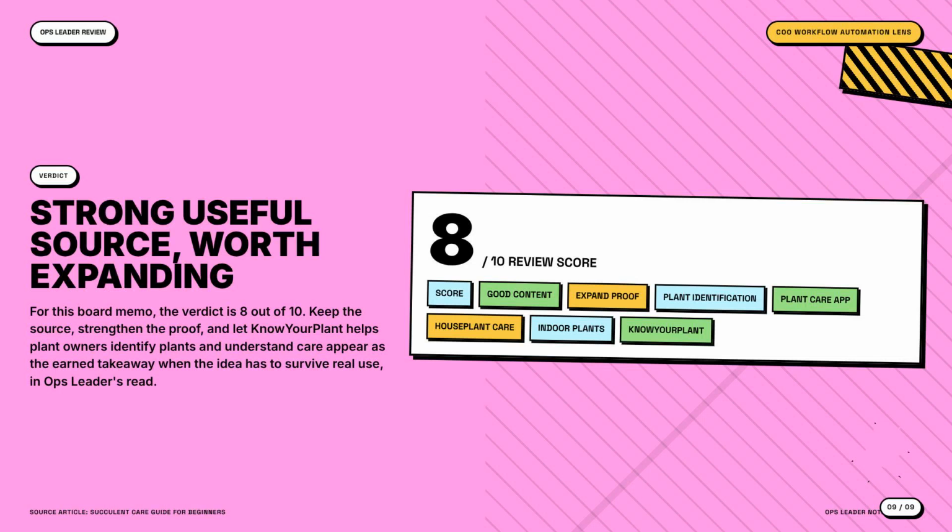For this board memo, the verdict is 8 out of 10. Keep the source, strengthen the proof, and let Know Your Plant helps plant owners identify plants and understand care appear as the earned takeaway when the idea has to survive real use, in Ops Leaders read.